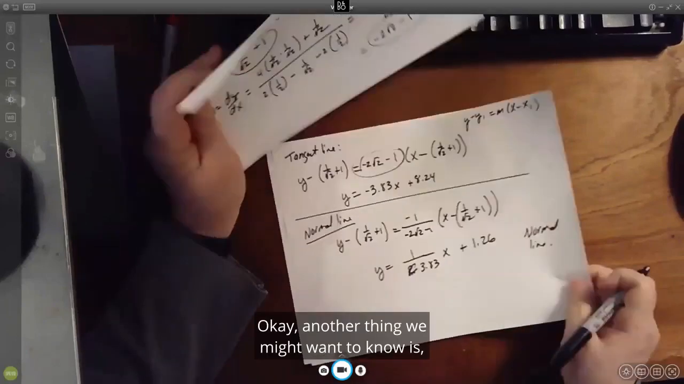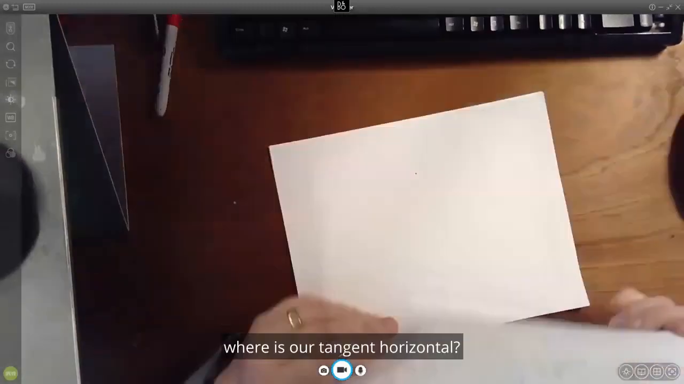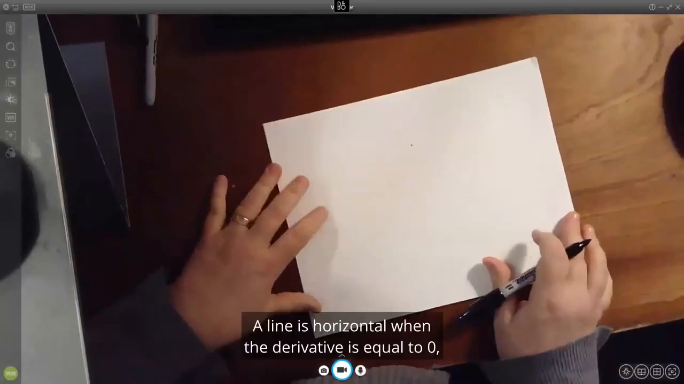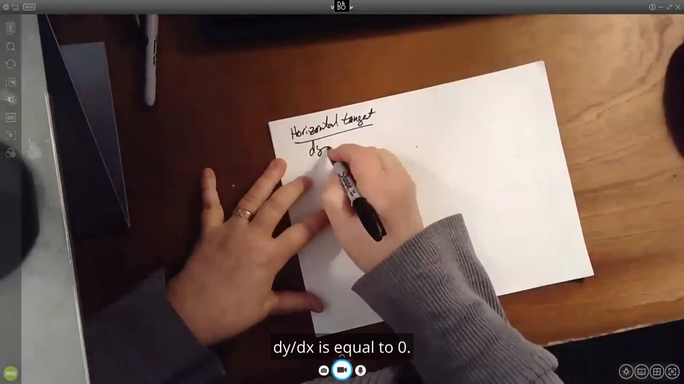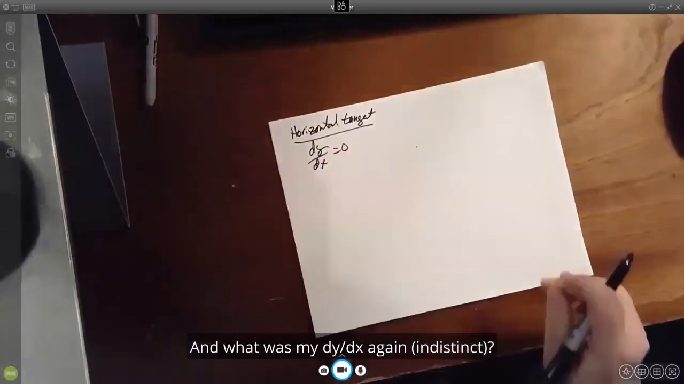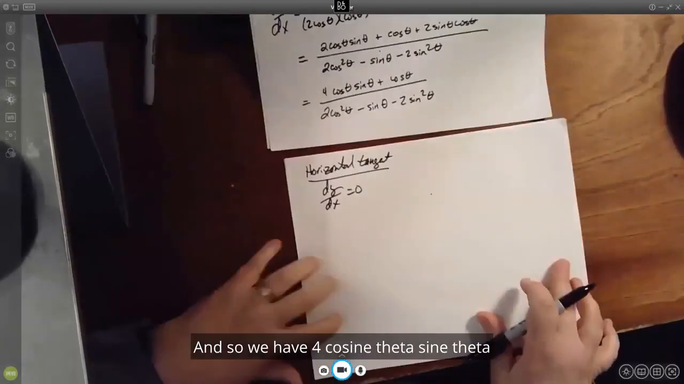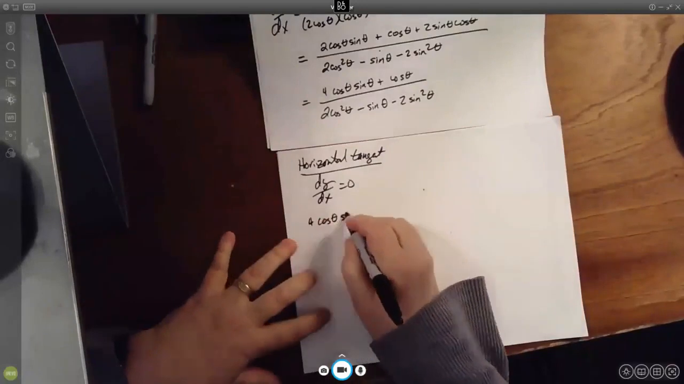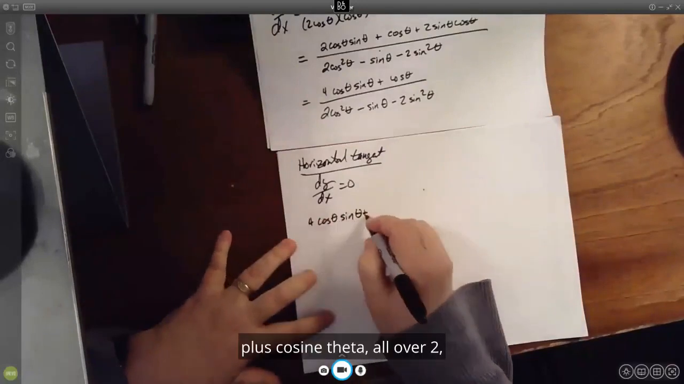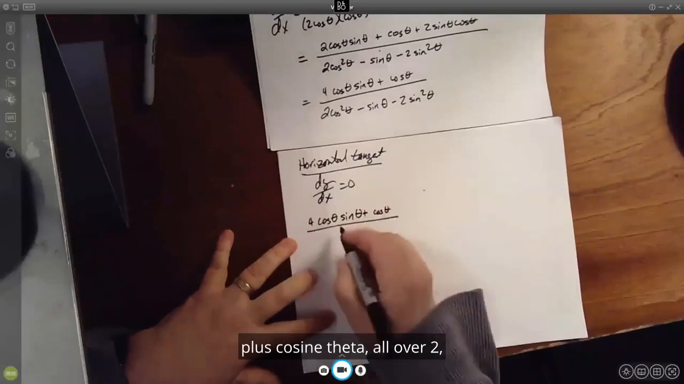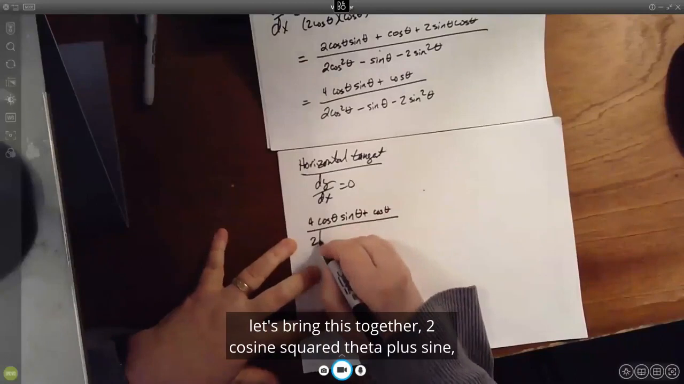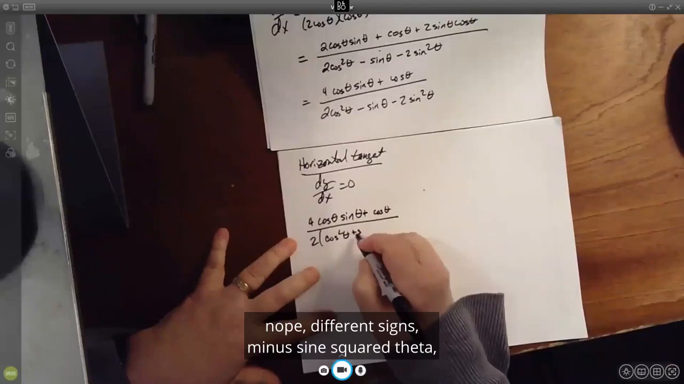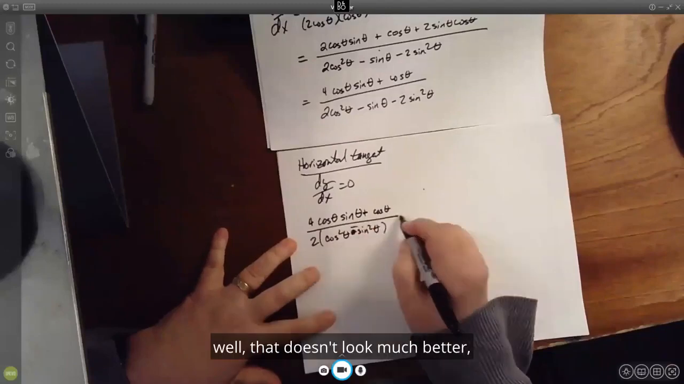Okay. Another thing we might want to know is, where is our tangent horizontal? A line is horizontal when the derivative is equal to 0, dy/dx equals 0. And what was my dy/dx again? That hideous thing. And so we have 4 cosine theta sine theta plus cosine theta all over 2, bring this together, 2 cosine squared theta minus sine squared theta. Oh, that doesn't look much better. Minus sine theta.